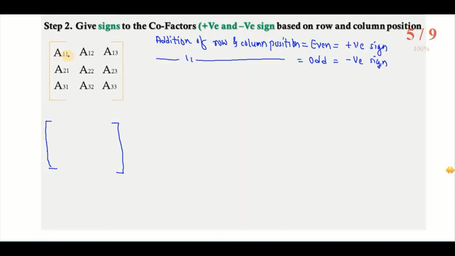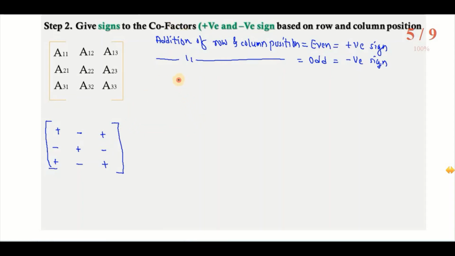For A11, the addition 1 plus 1 is 2, that is positive. 1 plus 2 is 3, that is odd, so negative. 1 plus 3 is 4, positive. 2 plus 1 is 3, odd, negative. 2 plus 2 is 4, positive. 2 plus 3 is 5, odd, negative. 3 plus 1 is 4, positive. 3 plus 2 is 5, odd, negative. 3 plus 3 is 6, even, positive. So these are the signs for the cofactors.